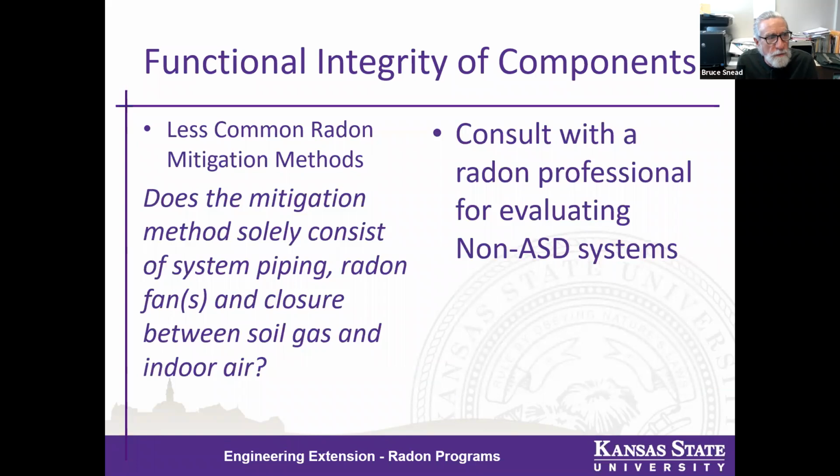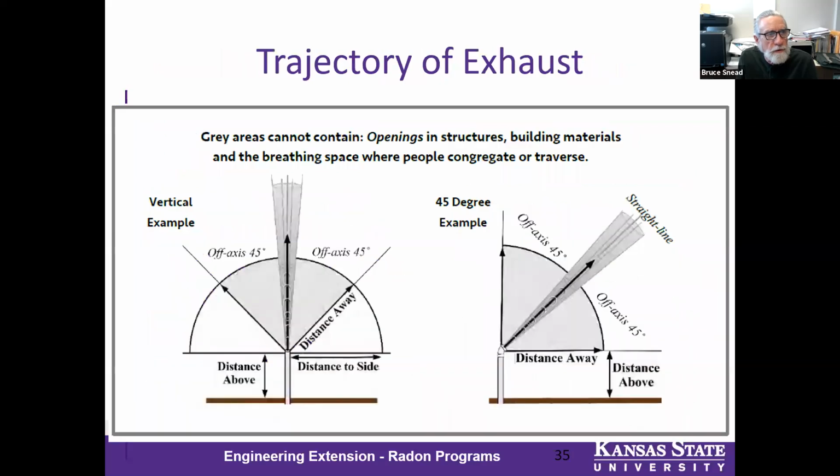There are other less common radon methods, and the checklist simply asks, does it consist of piping, radon fans, and closure? You may need help from a professional in evaluating these. So that's a very quick review of the checklist from the HOMS standard, Measurement and Home Standard.